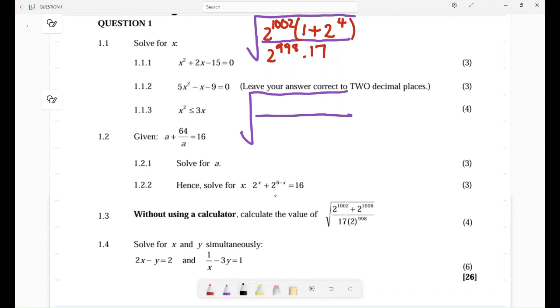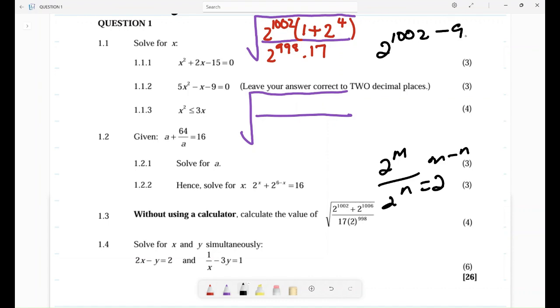If I take this, if I say this divided by this, since they have the same base, I can divide them, right? But remember, what do the laws of dividing say? It's going to be 2 to the power of m minus n. So you're going to apply that there. It's going to be 2 to the power of 1002 minus 998. So it gives me what? 2 to the power of 4.